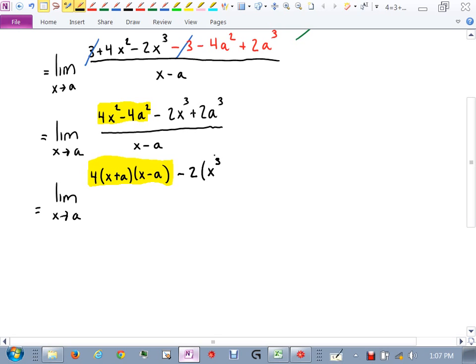X cubed minus a cubed. Do you recognize x cubed minus a cubed as something? Difference of cubes, and there's a formula for that one. And it happens to be x minus a, in parentheses, x squared plus xa plus a squared. But you'd have to know the difference of cubes formula for that to work out. Shall I continue? Yes.